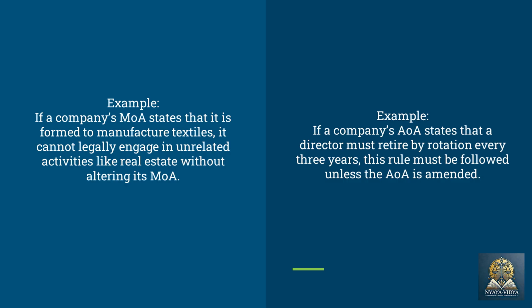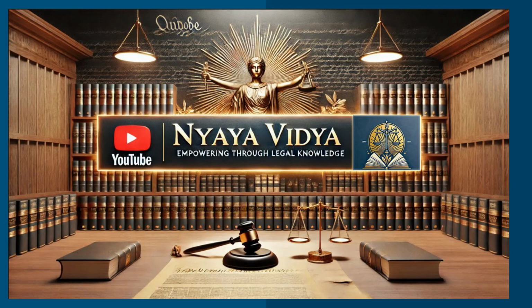But if they want to change the textile business into something else, they are supposed to alter the MOA. Whereas AOA, in this example on the right side, a company's AOA states that every director must retire by rotation every 3 years. So this is a rule they have been following. If they want to change the rule, it's simple, they can amend their own AOA. Articles of Association amendment is sufficient because it's internal, not external.